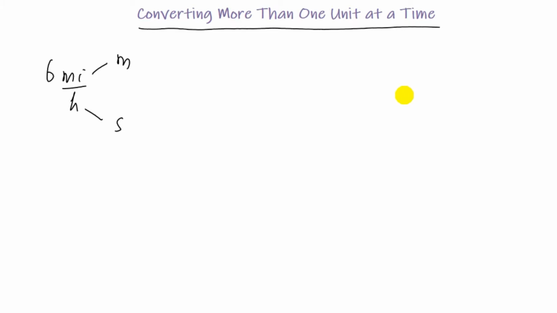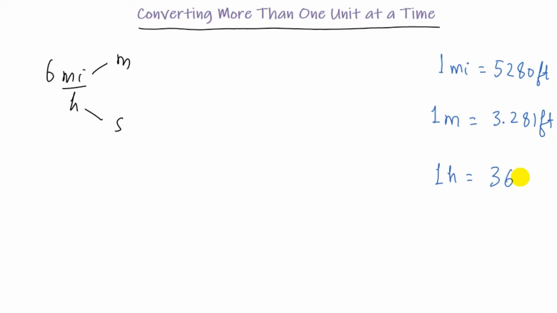For that, again you should know the conversion factor. So 1 mile is equals to 5280 feet, and 1 meter is equals to 3.281 feet. And then hours into second. So 1 hour is equals to 3600 second. So these are the conversion factors. Now we can easily convert this thing.